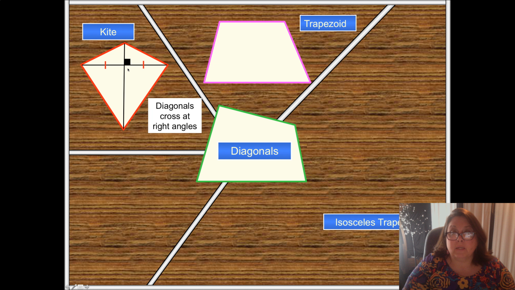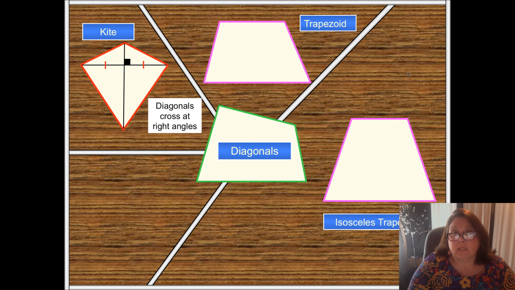Now, what makes this unique to a kite is that it divides my kite into 4 right triangles. All right, and so oftentimes we're going to use the Pythagorean theorem to help us solve for a missing side of a kite. Because if I know the length of my diagonal here, and I know this segment of my diagonal, I can use a squared plus b squared is equal to c squared, which would end up being the side of my kite. And you'll see that as we get into some of the problems that we're going to work out.